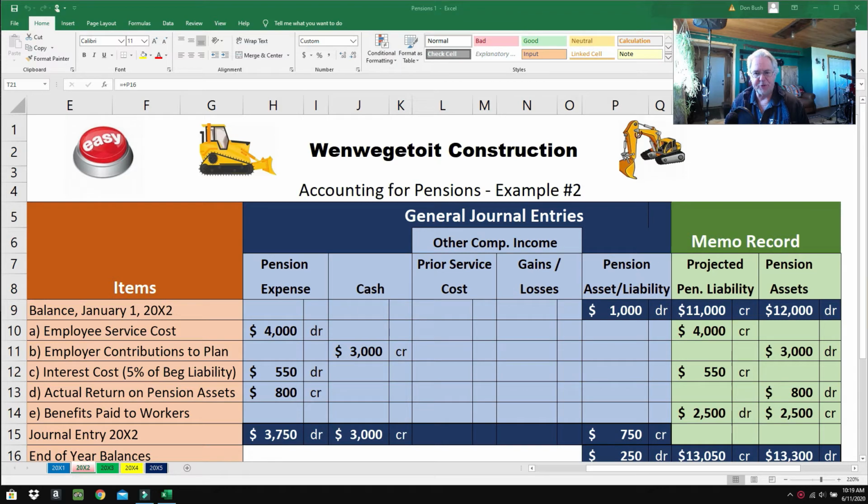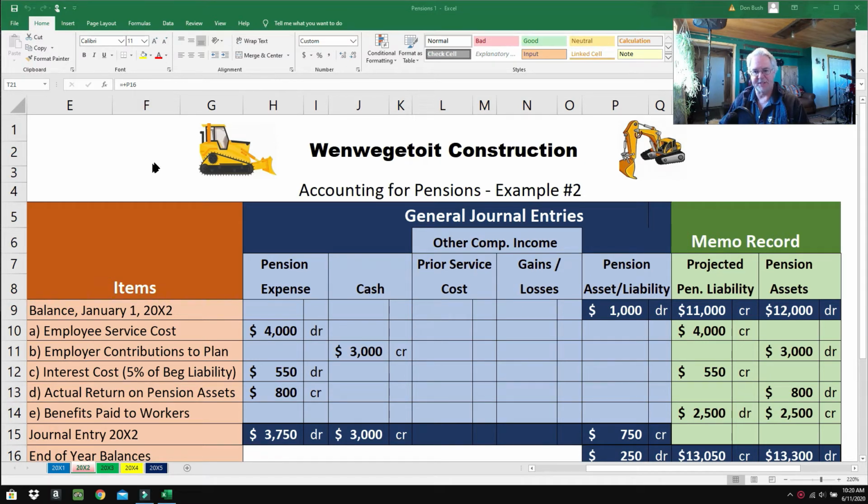What we've been doing is working on this spreadsheet, a worksheet to help us determine the journal entries necessary for pensions. It's a pretty cool spreadsheet, and it's not that hard to use once you understand it. This is the second example. In the first example, we just did the very basics, and you might want to go back and watch that first example. So example 2 is a continuation of example 1.